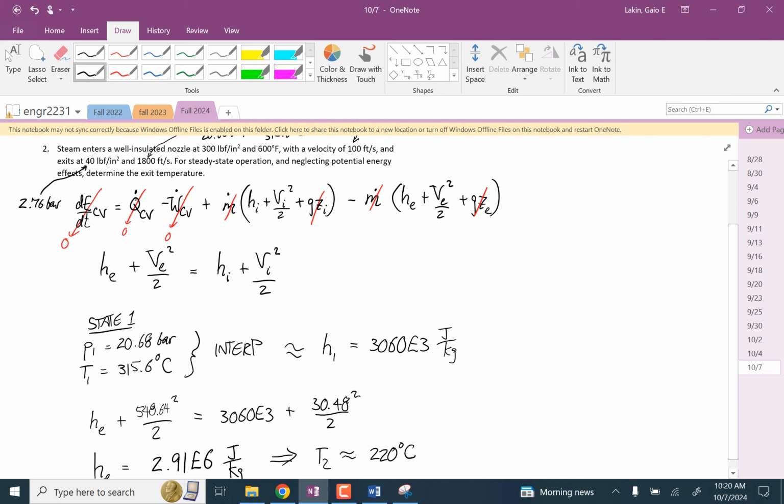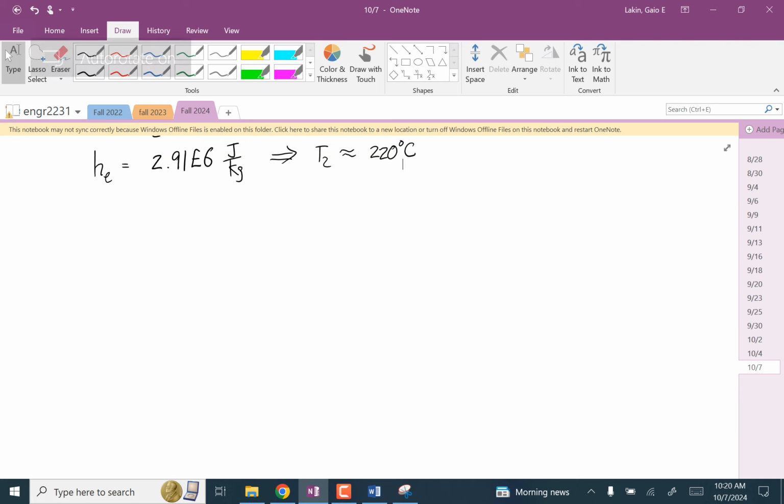Any other questions? Any other homework problems you want to see? Okay, so I think we were going to do an example problem for a turbine, and then we still have compressors and pumps to talk about.